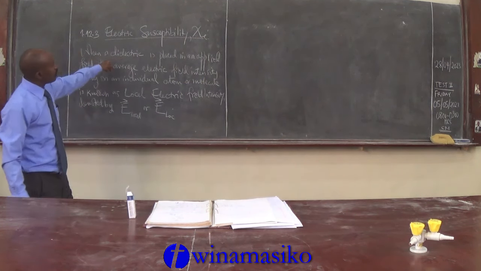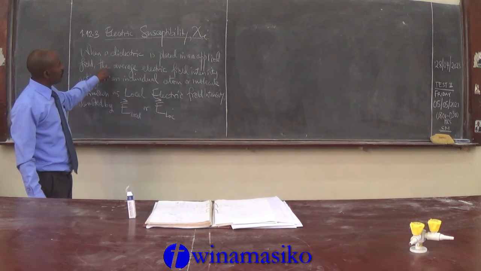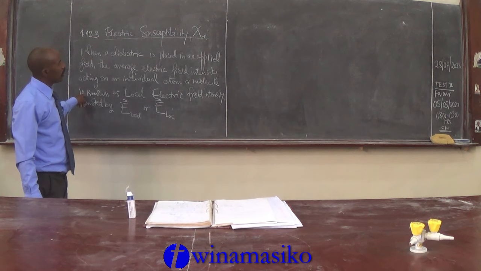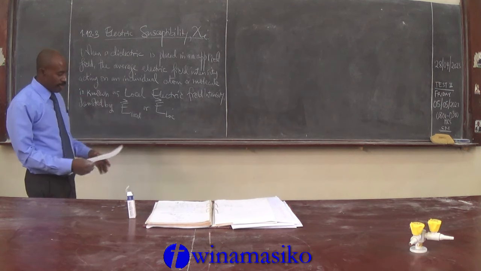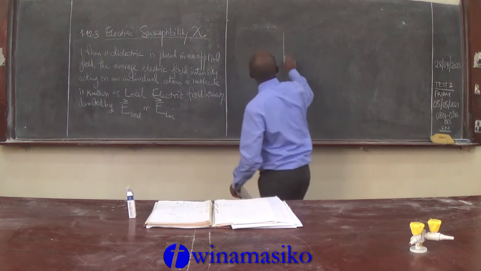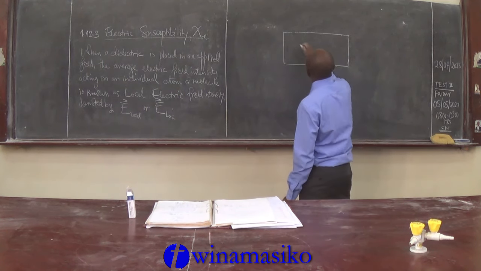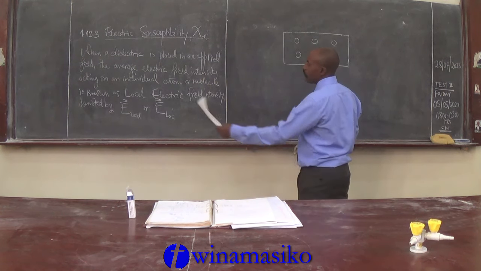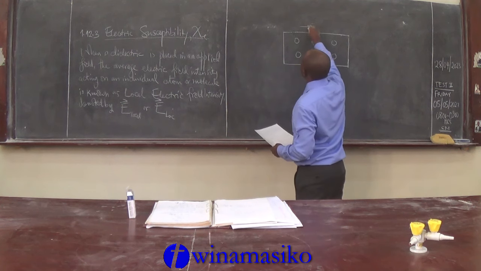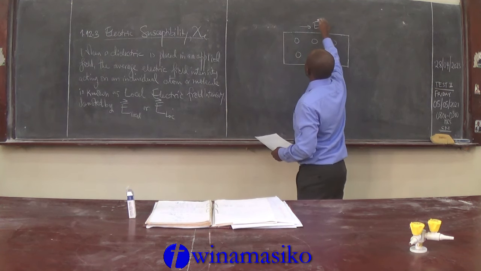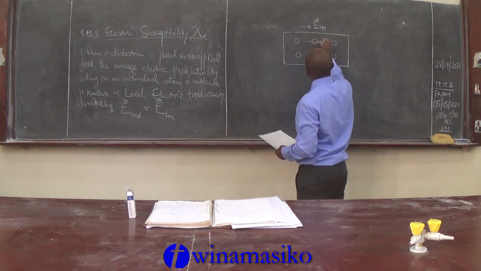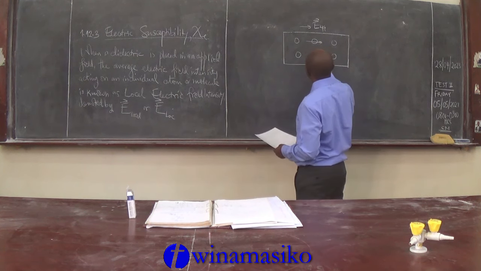So when an electric field is applied, the average electric field acting on an individual atom or molecule is known as the E-local. So if we have a material, not a metal, with atoms or molecules inside, and we apply an electric field, then this is what we call E-local.